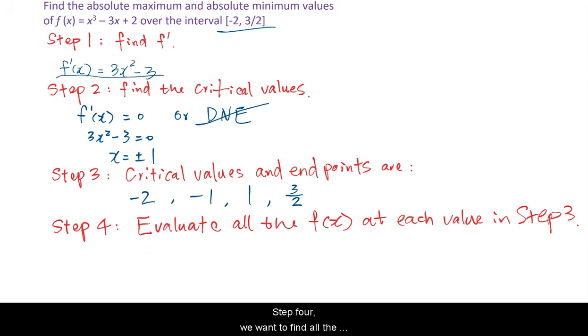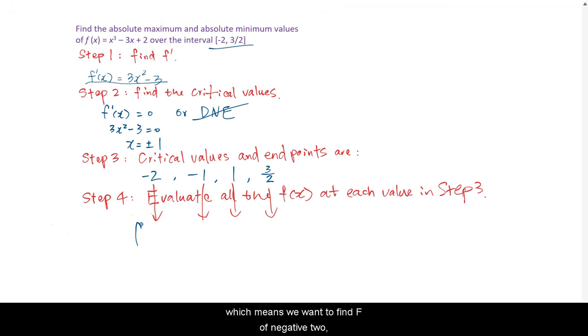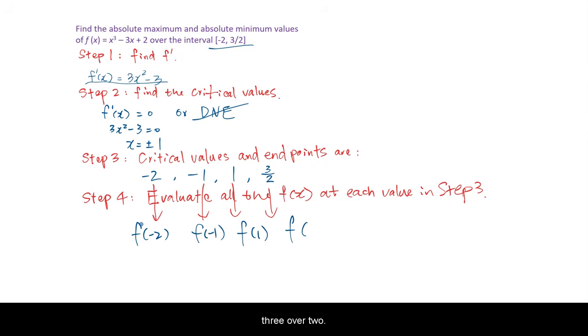Step 4, we want to find all the corresponding y values for all the values in step 3. Which means we want to find f of negative 2, f of negative 1, f of 1, and f of 3 over 2. What are those values? If you find them, okay, so those are the 4 y values.